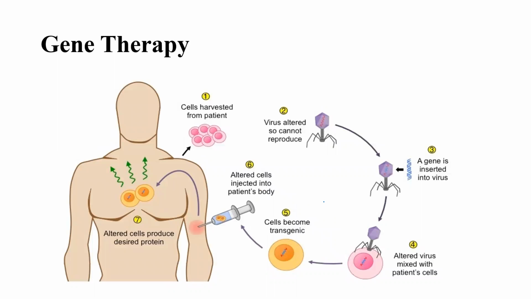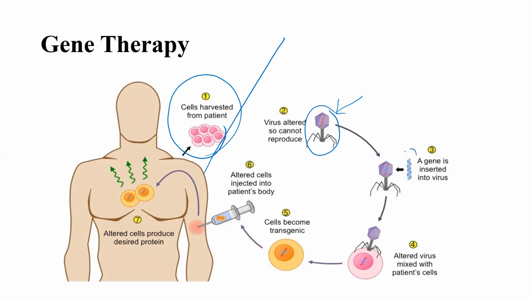Let's look into this picture for easy understanding. So basically, the first step here is that the cells are taken out from the patient, and just forget it right now. Then we have the virus molecule. Because it is a dangerous pathogen, we remove all the replication related enzymes from it so that it does not produce any progeny viruses or any daughter viruses.